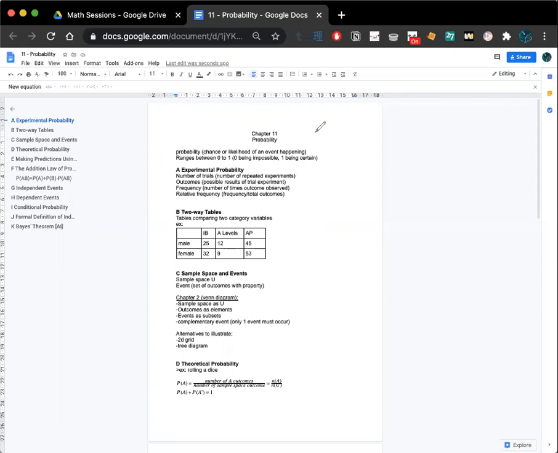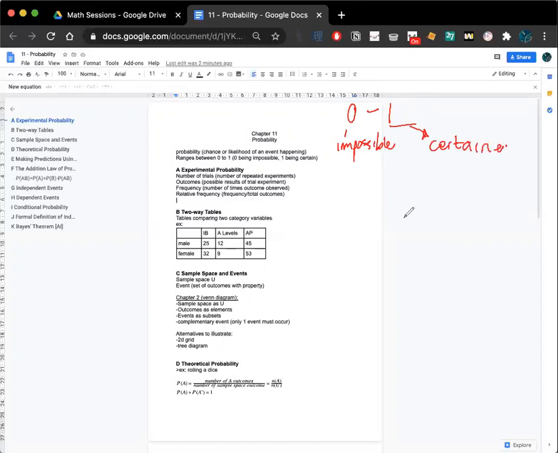So today we'll be covering probability, and there's going to be a lot of formulas coming through for today's session. So probability is defined as the chance or likelihood of an event happening, and the value that they ask for is usually between 0 and 1. So 0 being impossible for the chance of something to happen, while 1 being certain for it to happen.